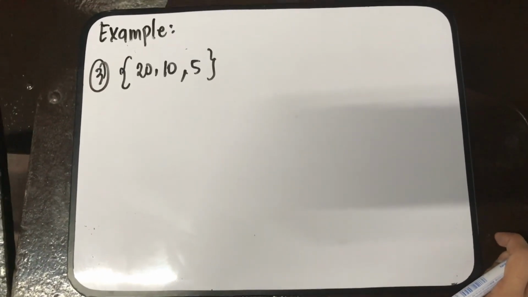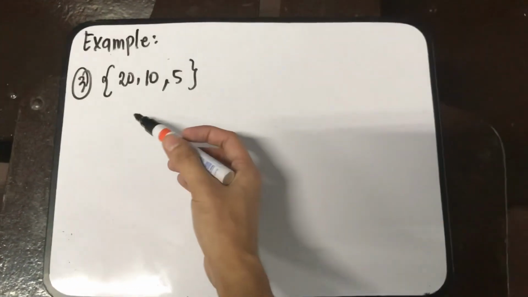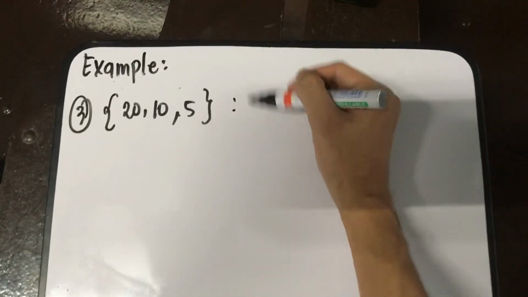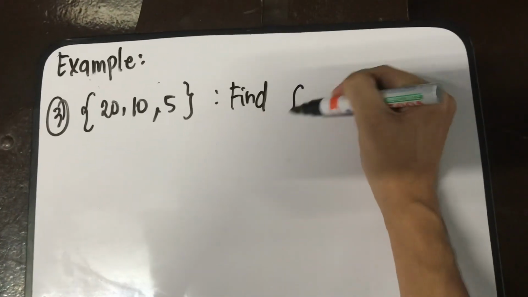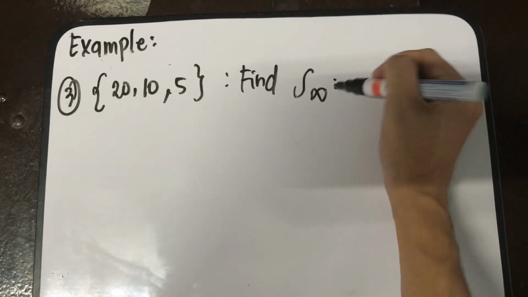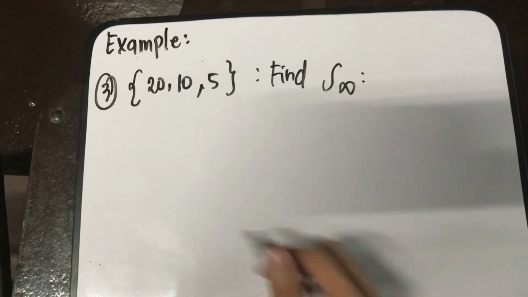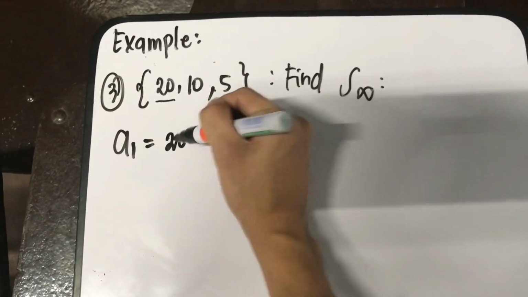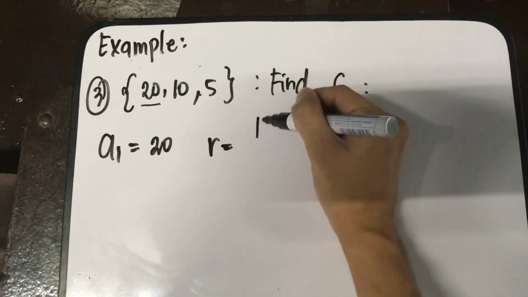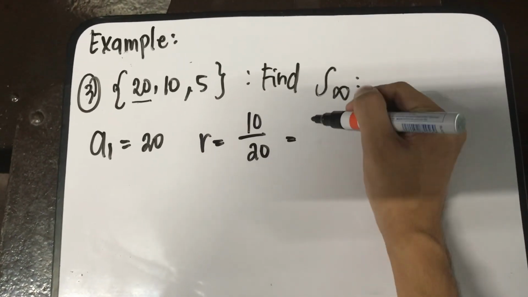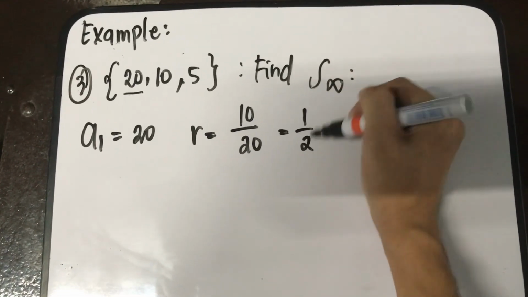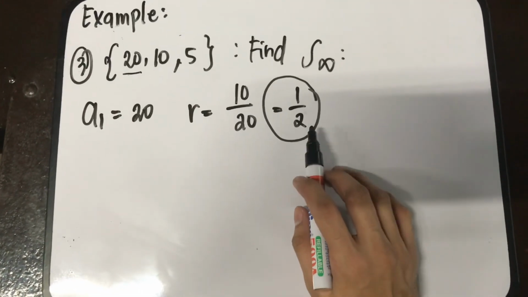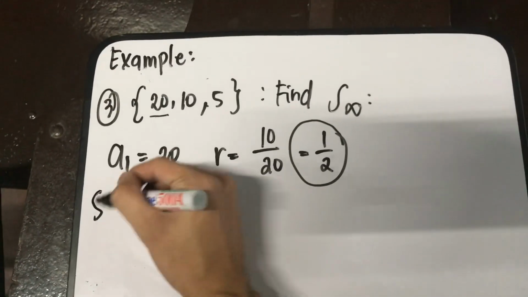So, let's have our third example. We have 20, 10, and 5. Okay, we're going to find the sum of this geometric sequence. Okay. So let's identify the given. Our a sub 1 is 20. The common ratio is 10 over 20, and that is 1 half. Okay. So as we notice, the common ratio is less than 1. So this is converged. So ibig sabihin, magsasolve tayo dito.